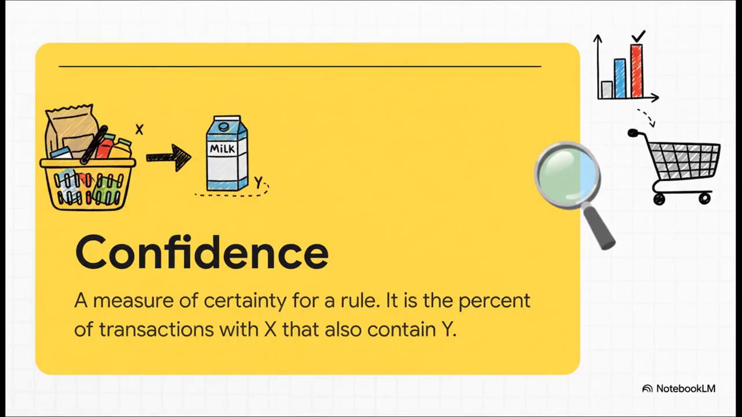Next up, we've got confidence. This metric gets us a lot closer to that if-then idea we talked about. Confidence basically asks, of all the times someone bought item X, what percentage of the time did they also buy item Y? So let's say 100 people bought bread, and 80 of those people also grabbed some milk. Well, the confidence of the rule, bread leads to milk, would be a pretty solid 80%.